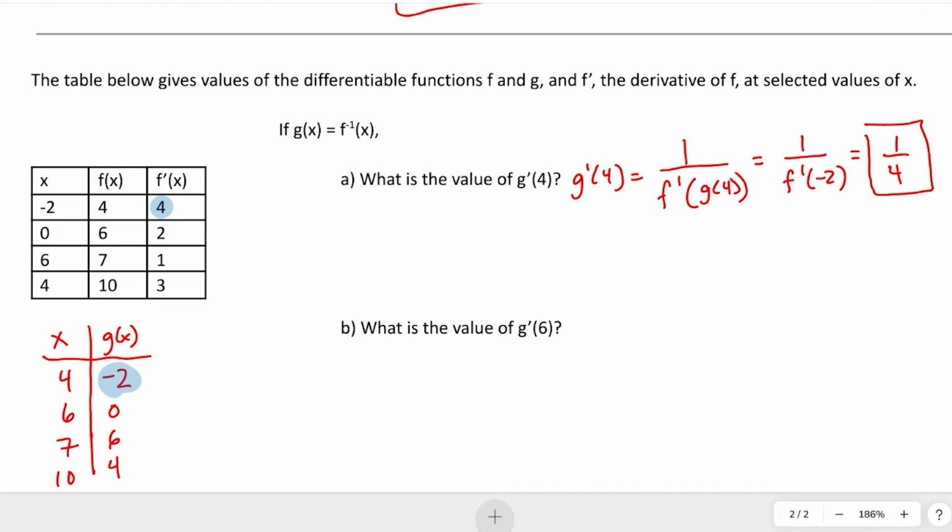I know we're kind of pressed for time here. g prime of 6 would be 1 over f prime of g of 6. We can see in the table that g of 6 is 0. And f prime at 0 is 2. So this would be 1/2.